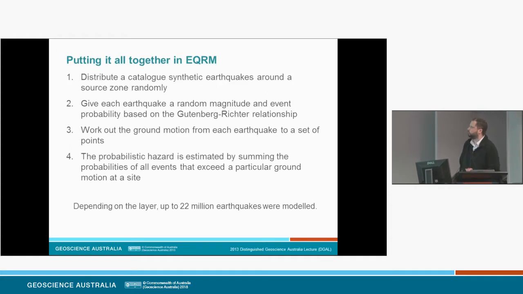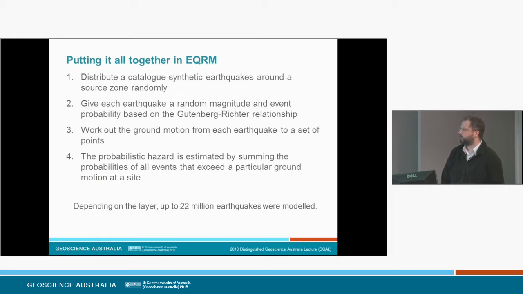Hazard maps. This is how EQM actually uses all that information. So what we do is we distribute a synthetic catalogue of earthquakes around one particular source zone randomly. We know we can do that because we've analysed the statistics of the earthquakes to work out what part of Australia this can be done for. We give each earthquake a random magnitude and event probability based on the Gutenberg-Richter relationship. I've explained how we've done that.